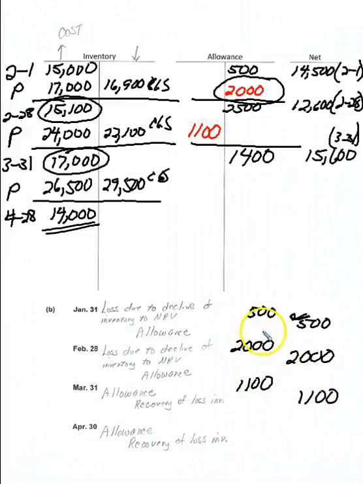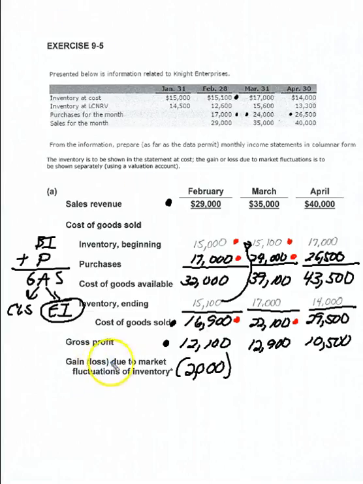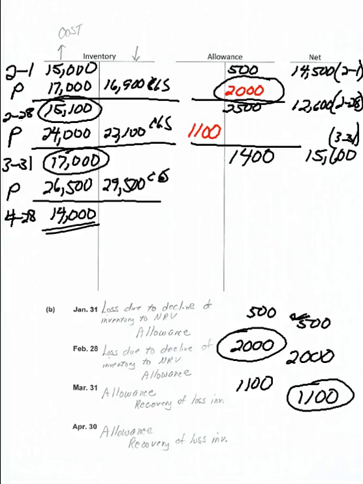Now let's go look at where we had a $2,000 loss. Now we've got this recovery here in March. So we're actually just going to report that as a gain. The recovery of a loss, in essence, is a gain of $1,100. And again, that's going to go below gross profit unless we had just been plugging it all into cost of goods sold, which we do not do in exercise 5 because we should have a separate gain or loss, and not take it to cost of goods sold. So it tells us to do that in this problem.